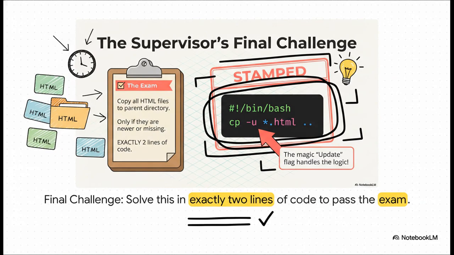Okay, supervisor, it's time for your final test, your graduation exercise. The challenge sounds simple enough. Find all the HTML files in one area that have been recently updated and copy them to another area. But here's the kicker. You have to do it in just 2 lines of code. The secret isn't about writing some super complex program. It's about knowing that there's a powerful tool designed for exactly this job. It's the perfect final lesson. The smartest solution is often the simplest one, if you just know which tool to reach for.